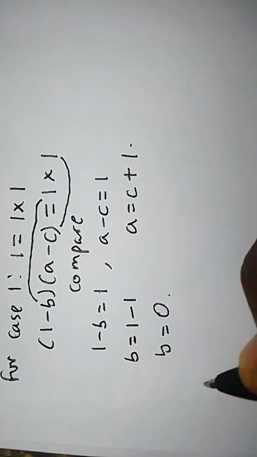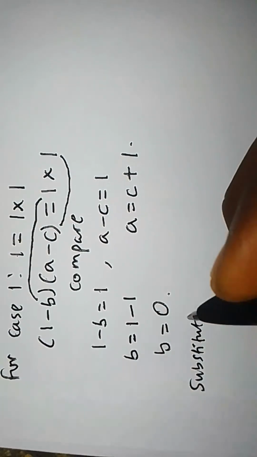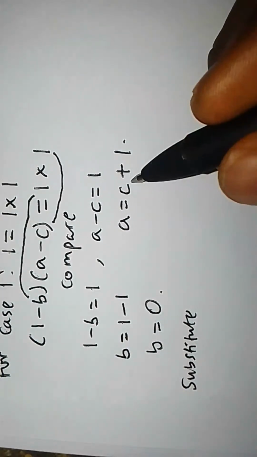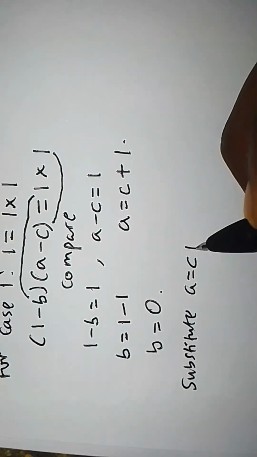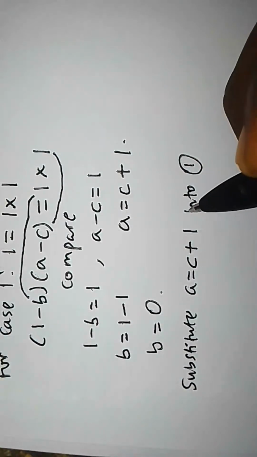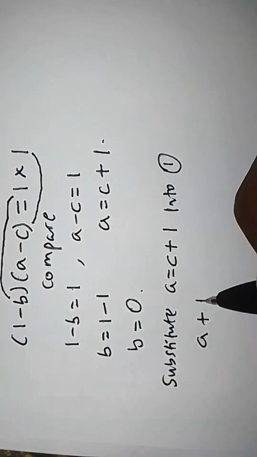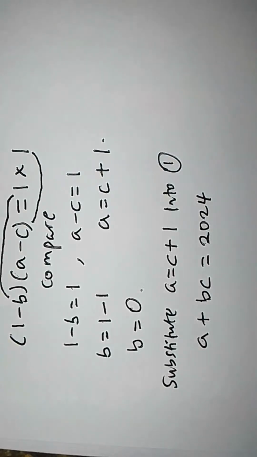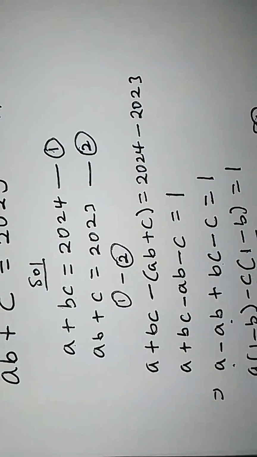Let's continue. Now, substitute. Since we already know the value of B, what is left is to find the value of A and C. So let us substitute A equals C plus 1 into equation 1. Equation 1 is A plus BC equals 2024. You can see this is equation 1. Let's proceed further.